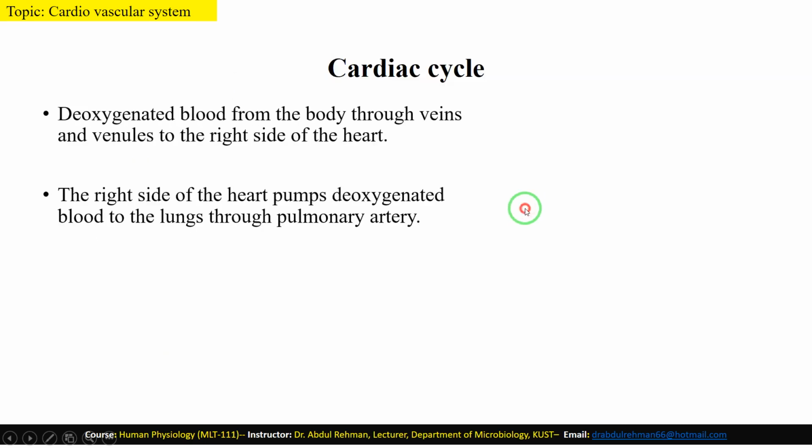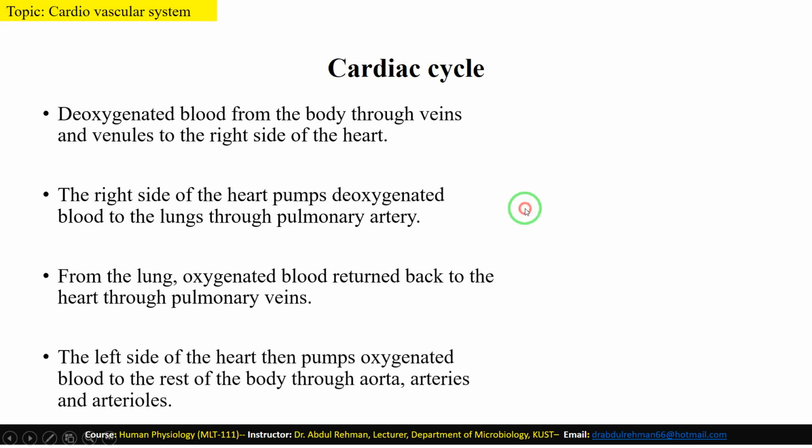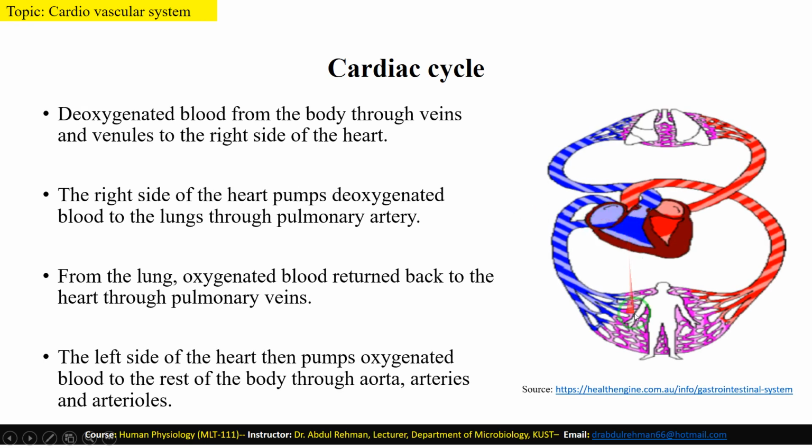Here you can see deoxygenated blood comes from the body tissues to the right side of the heart, and from the right side of the heart, the blood is pumped to the lungs, where it is purified through the exchange of different gases with the environment. And after this, the blood is allowed to pass into the left side of the heart, and from the left side of the heart, the oxygenated blood is passed to the systemic circulation.